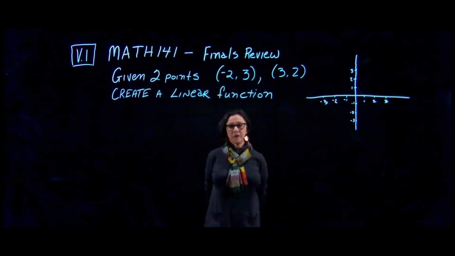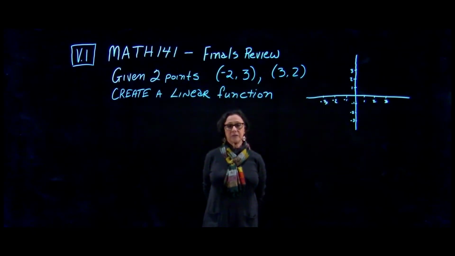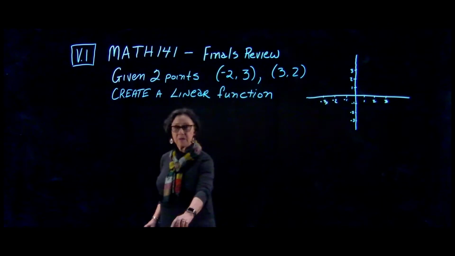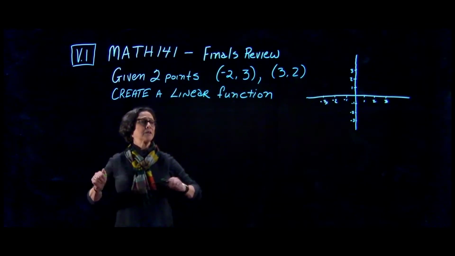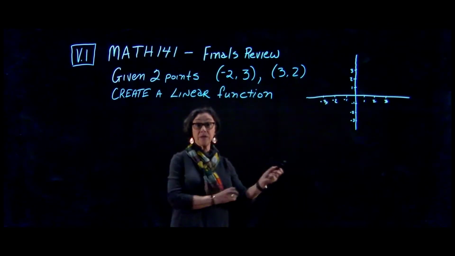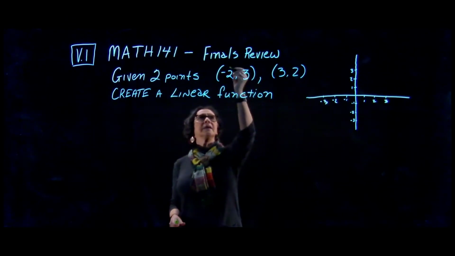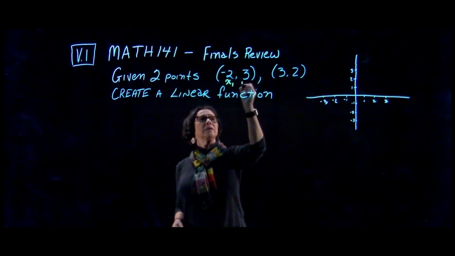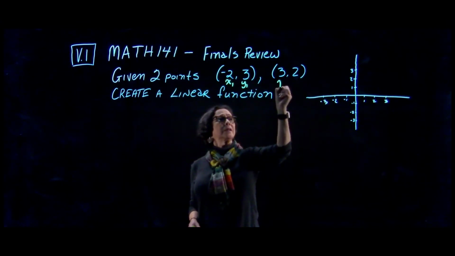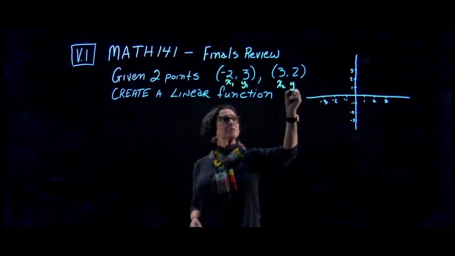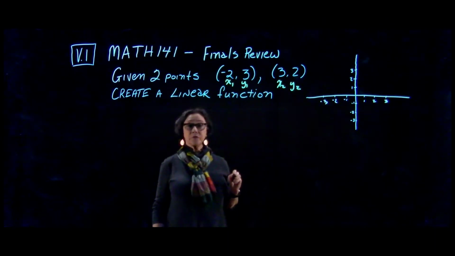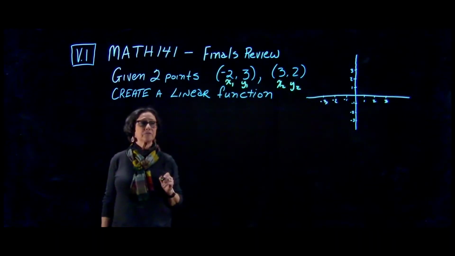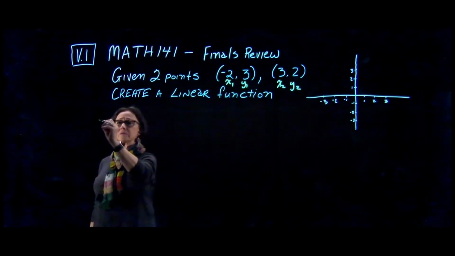This is video 1 for Math 141 Finals Review. Given 2 points, we're going to create a linear function. I'm going to start off with thinking about which point is point number 1 and point number 2, and I'm going to label my points x sub 1, y sub 1, and x sub 2, y sub 2. The first thing you want to do when you create a linear function is to find the slope.